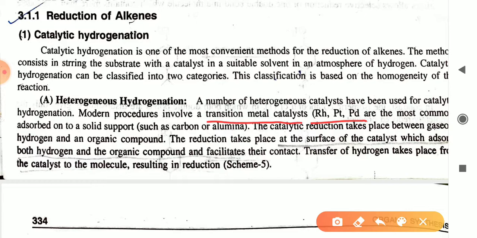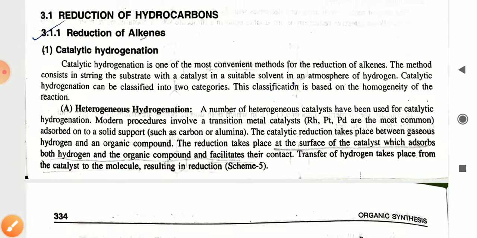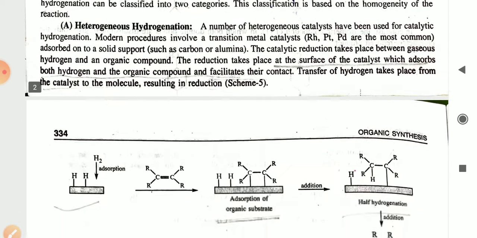Okay, so the catalytic reduction takes place between the gaseous hydrogen and the organic compound. The reduction takes place at the surface of the catalyst, which adsorbs both the hydrogen and the organic compound and facilitates their contact. The transfer of the hydrogen takes place from the catalyst to the molecule, resulting in this scheme.